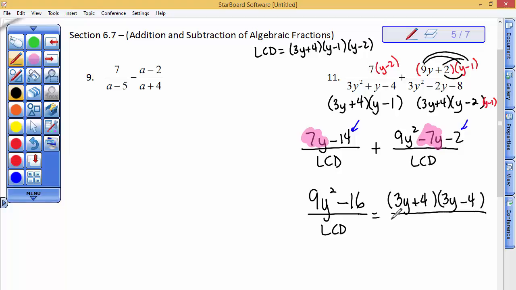So finally, I'll put this over my LCD, which is 3y plus 4, y minus 1, and y minus 2. So I get to cancel out the 3y plus 4s, one on the top and one on the bottom. I'm not going to rewrite this. My answer is right here. It's the binomial upstairs and the two binomials downstairs. That is the simplified form of adding these algebraic expressions together.